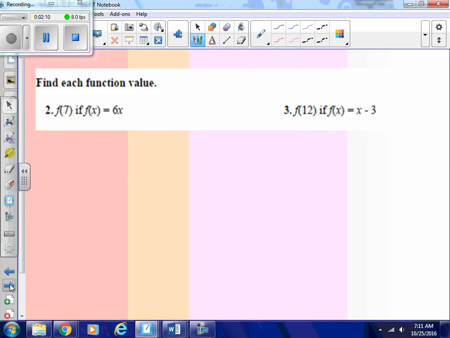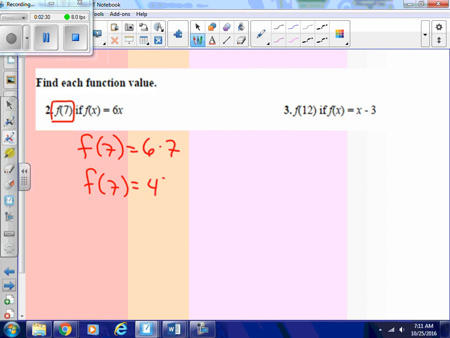Number 2, find each function value. So f of 7 if f of x equals 6x. This is just telling us to plug in 7 for x. So f of 7 is equal to 6 times 7. F of 7 is 42. And you should note that this is the ordered pair 7, 42. So let's try the next one.